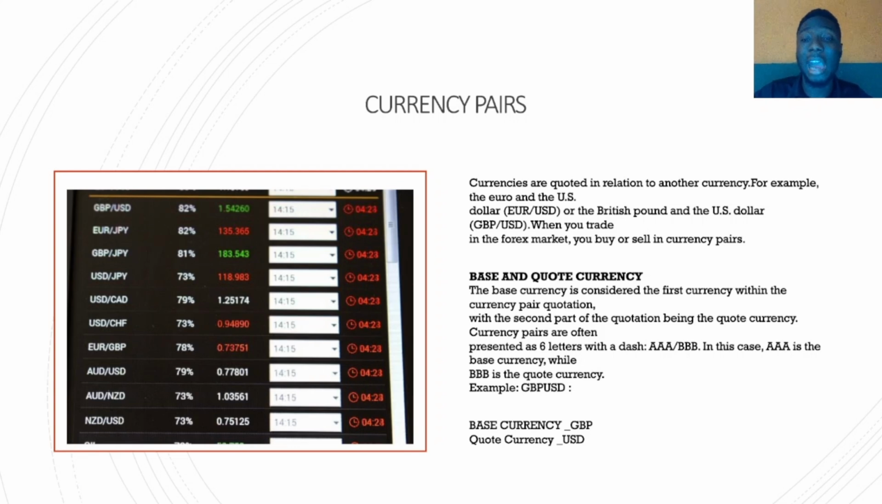Currencies are arranged in base and quote currencies. The base currency is considered the first currency within the currency pair quotation, with the second part of the quotation being the quote currency. Take pound USD, for example: GBP is the base currency, which is pounds, and the quote currency is USD, which is the United States dollar. So that's how it is.